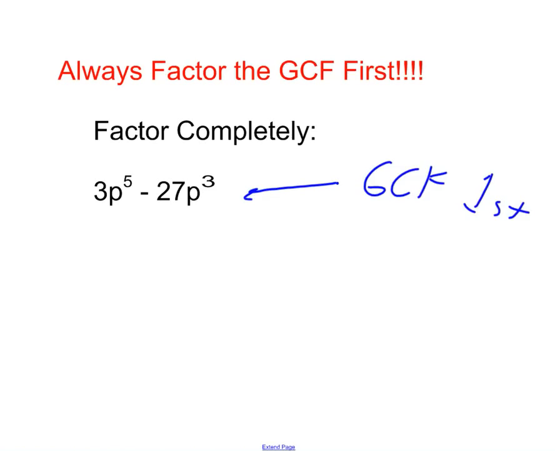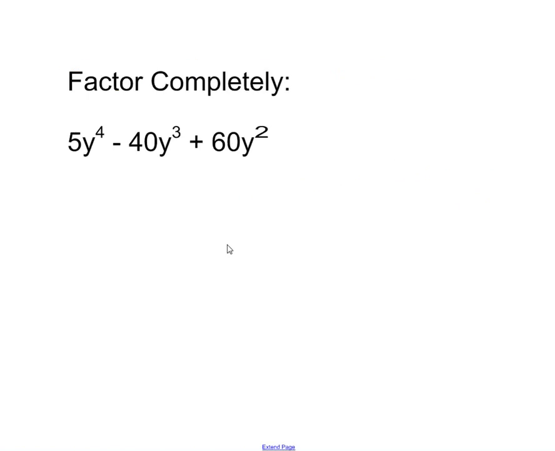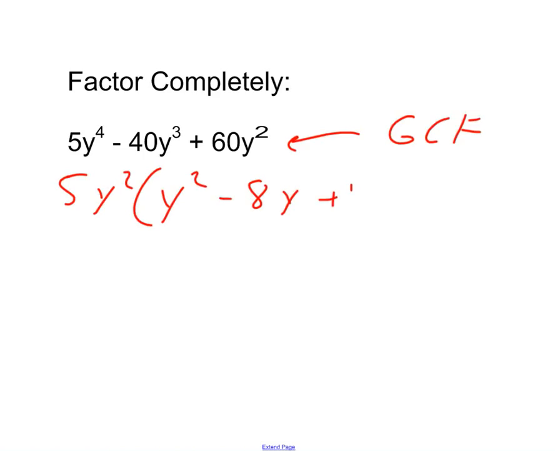Let's try that out with another example. Factor this completely. Pause the video and give it a shot. Okay, so as we look at this, always look for a GCF first. There is a GCF here, so it's going to be 5y squared comes out, leaving you with y squared minus 8y plus 12. So we factored it.